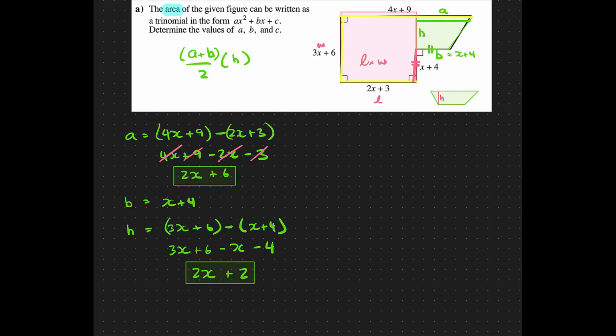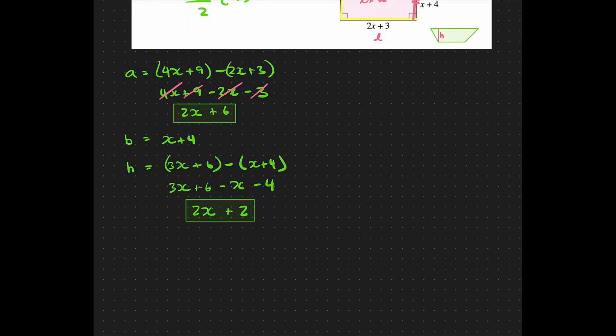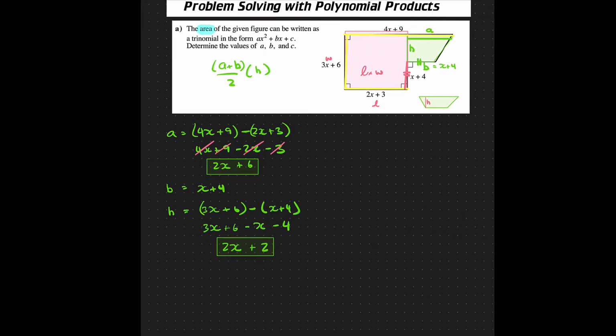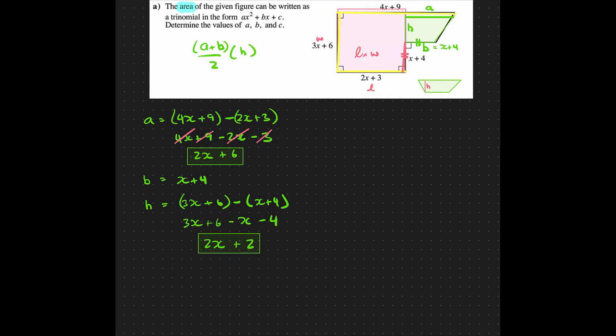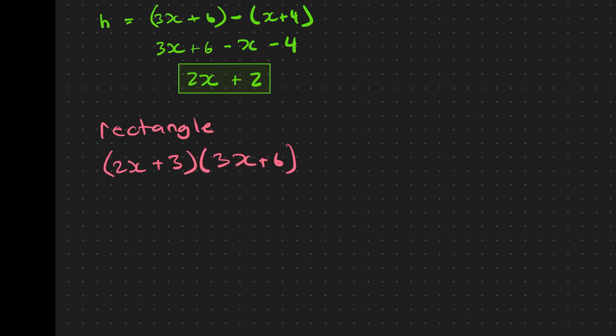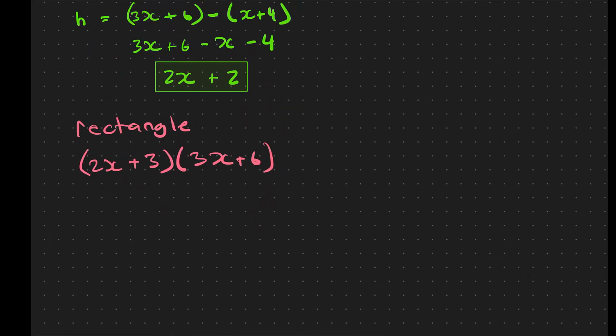Okay, so now what we can start to do is figure out the actual area of some of these shapes now that we have all of our lengths that we need. So let's start off with the easy one, which is the rectangle. The rectangle is going to be the length, which is 2x plus 3, times the 3x plus 6. Okay, and now I'm just going to use FOIL to expand that out.